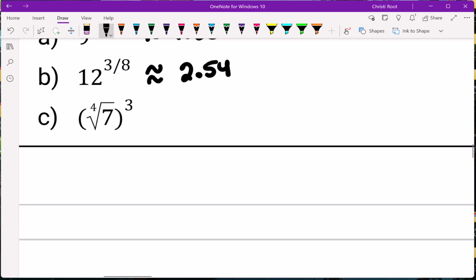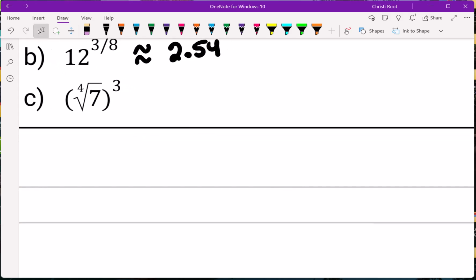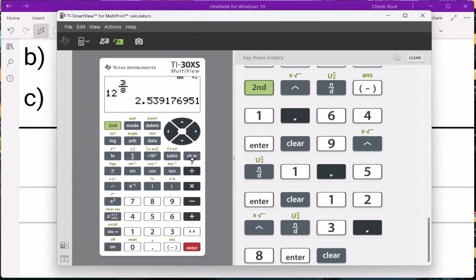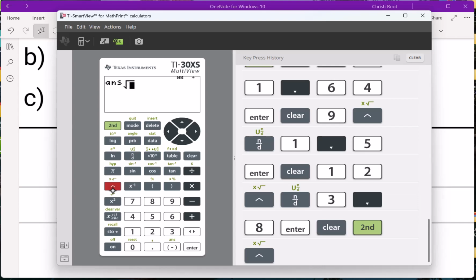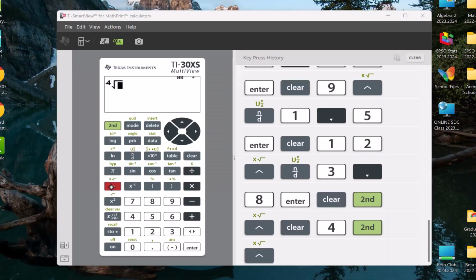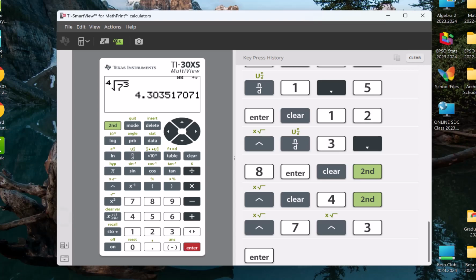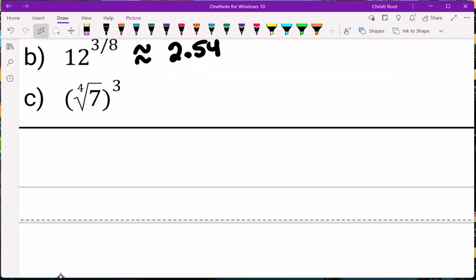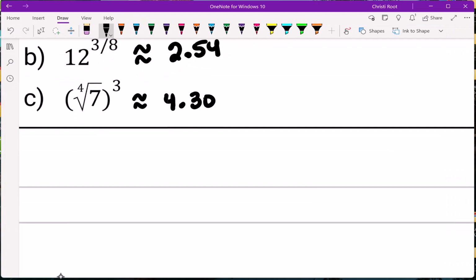So the last one is the fourth root of something. Unless you're doing a square root, you have to use a special combination. If you hit second and your power button, it has this ANS that stands for answer. So you don't want to do that. You actually want to type in your root first. So in this problem, I want to do the fourth root. So you're going to type 4. Then you hit second, power button, and then it puts the 4 up there in the little root position. So I've got 7 to the power of 3, and I wound up with 4.30. So just make sure that you type in that root first and then do your special key combination with that.